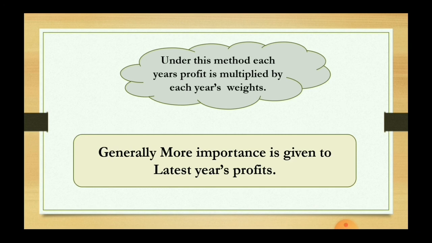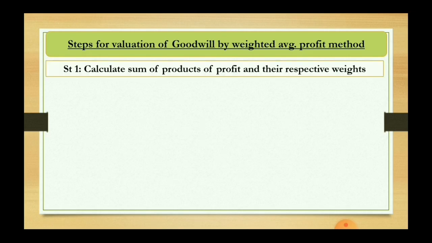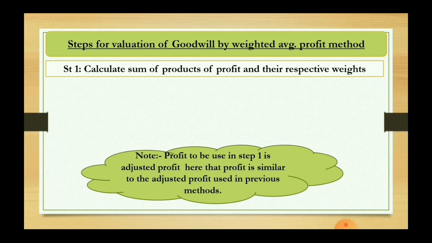Now, after knowing the importance of the weighted average method, we will discuss the steps for calculating goodwill by the weighted average profit method. First step is to calculate the sum of the product of profit and their respective weights. It means first we calculate the product of profit and respective weights, then we add them. And here profit means again adjusted profit, which we know from the previous method. It means profit after all charges but before treating abnormal loss or abnormal gain.